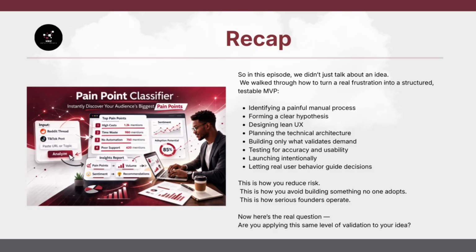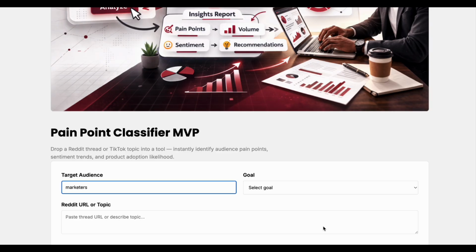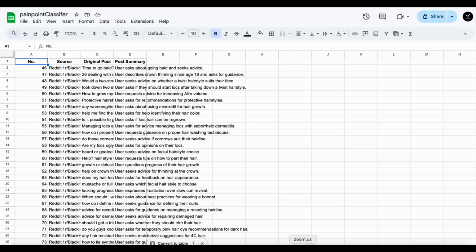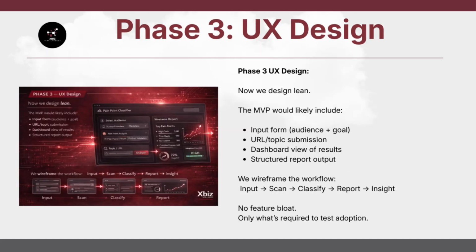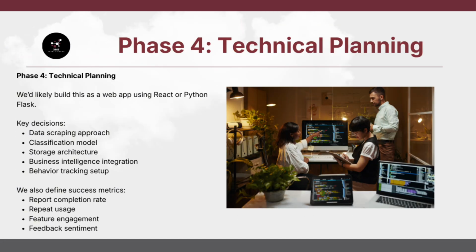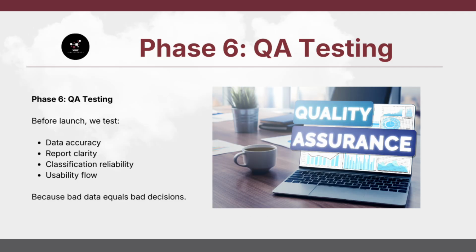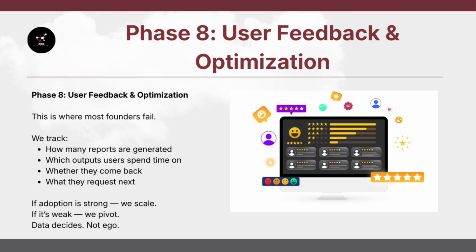Recap. So in this episode, we didn't just talk about an idea. We walked through how to turn a real frustration into a structured, testable MVP, identifying a painful manual process, forming a clear hypothesis, designing lean UX, planning the technical architecture, building only what validates demand, testing for accuracy and usability, launching intentionally, letting real user behavior guide decisions.